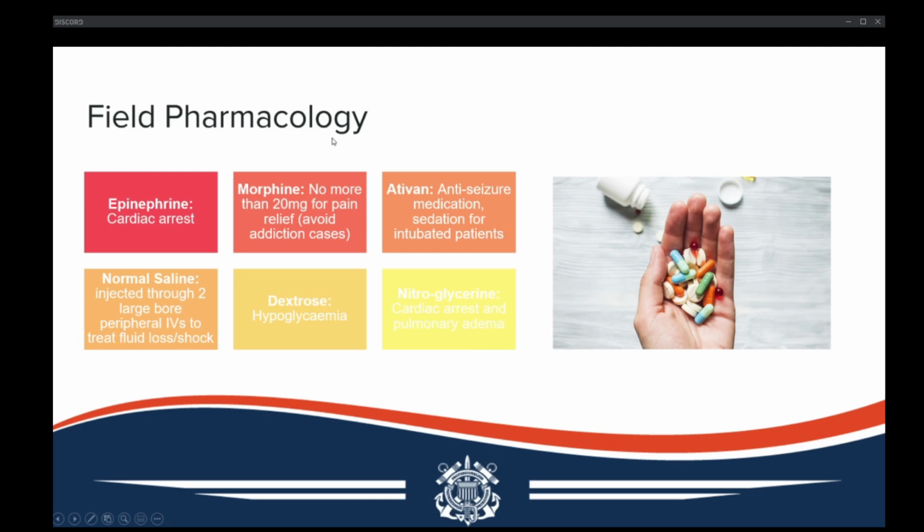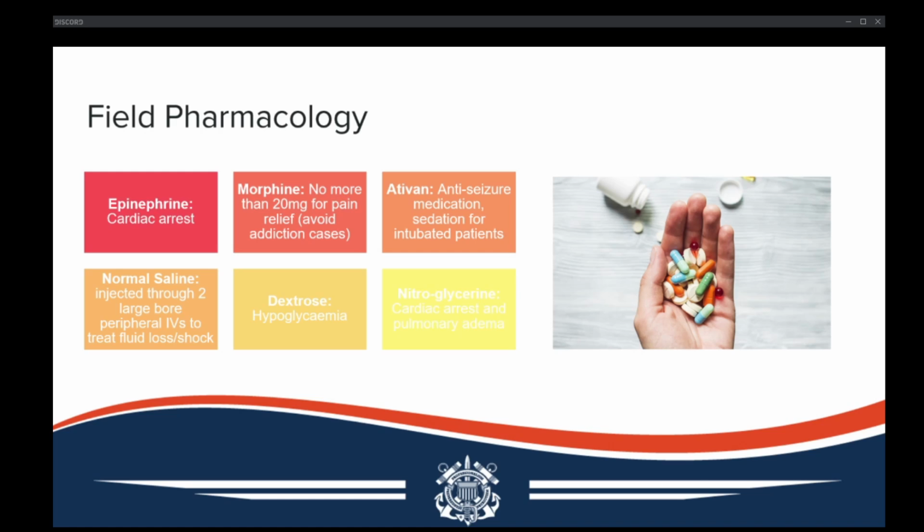So Ativan is an anti-seizure medication. It's also used as a sedation for intubated patients. We mentioned orotracheal intubation earlier. It's a medication you'd give there to stop possible gag reflexes.